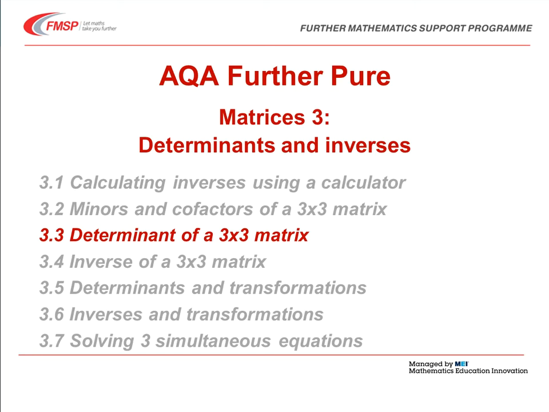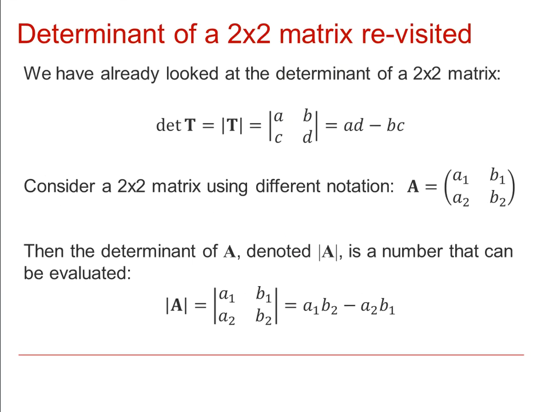This is a video for AQA Further Pure Mathematics, Matrices, section 3.3, finding the determinant of a 3 by 3 matrix. The process for finding the determinant of a 2 by 2 matrix should be well known to you by now. And what we want to do is to now look at the method for finding the determinant of a 3 by 3 matrix.